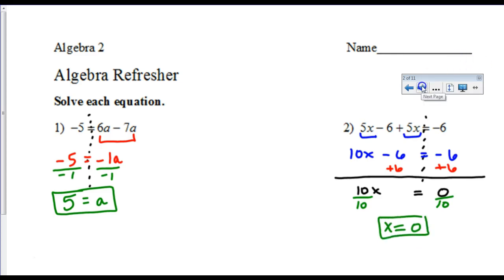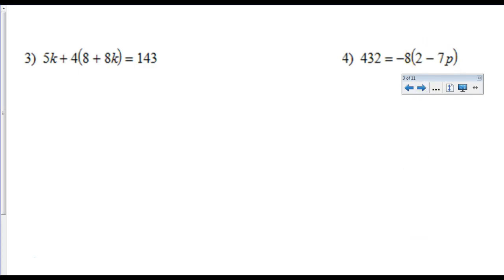All right, moving along to a little more complicated equation. We have some distribution here in this next problem. So the 5k we're going to stay as it is for now, but we are going to distribute that 4. So working on the left side, trying to clean that up, we have a 5k still there, but now we have a plus 32 plus 32k. And then it still equals 143.